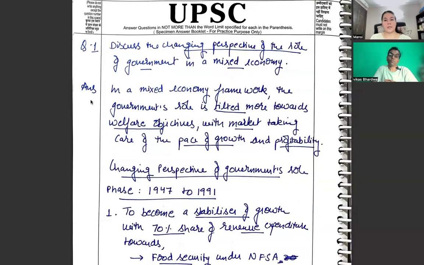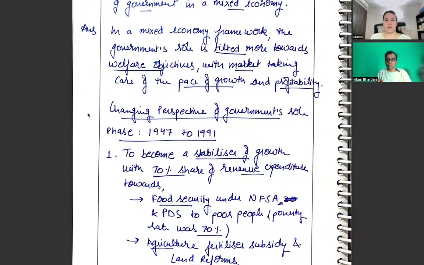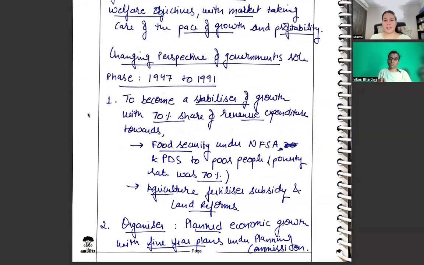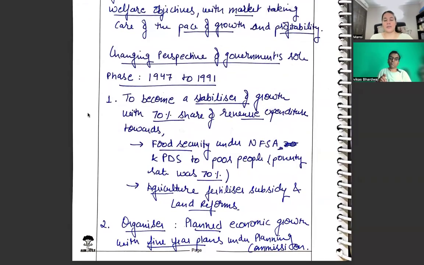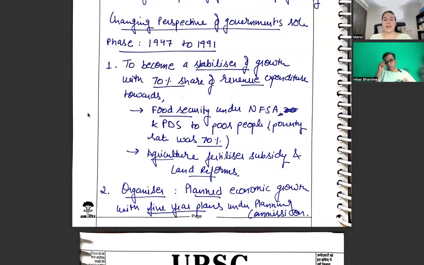Yes sir. In a mixed economy framework, the government's role is tilted more towards welfare objectives, with the market taking care of the pace of growth and profitability. The changing perspective of the government's role: phase one is 1947 to 1991. Here the government's role is to become a stabilizer of growth, with 70% share of the revenue expenditure going towards food security under the NFSA and PDS for poor people, because the poverty rate was 70% at that time in India, and agriculture, fertilizer subsidy and land reforms.